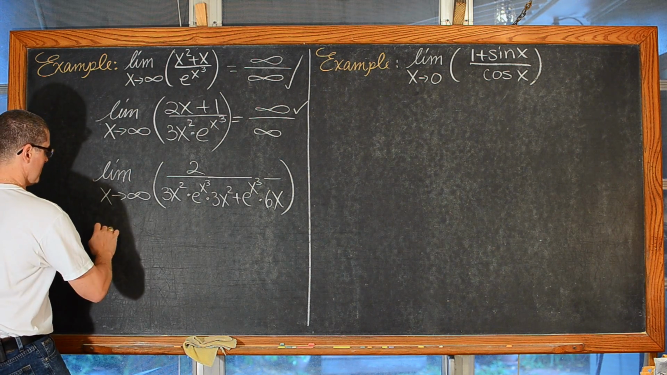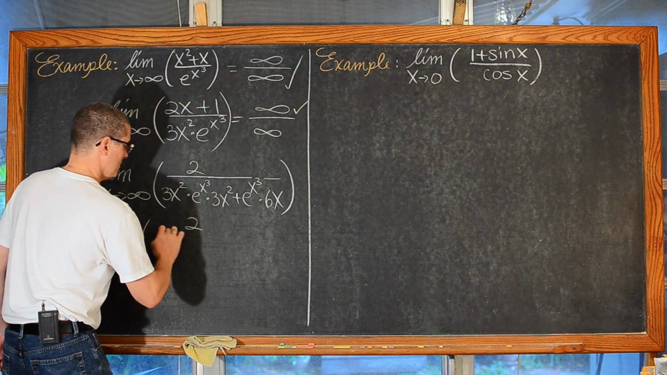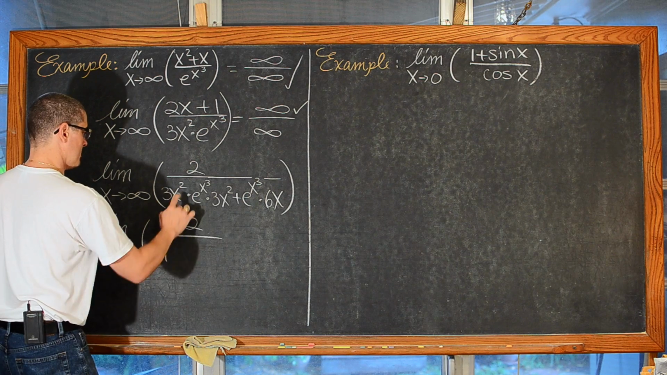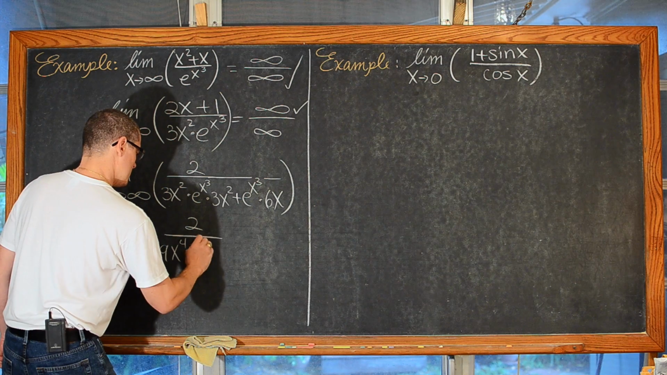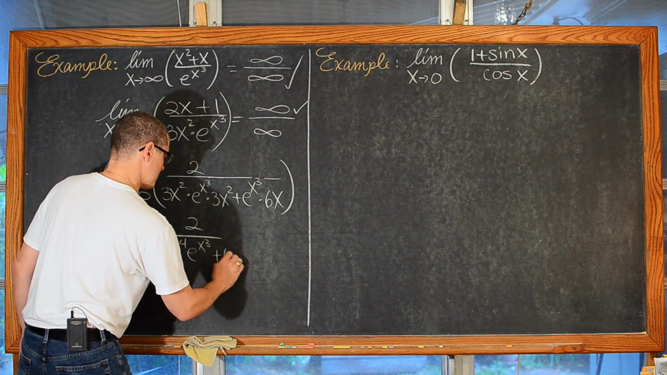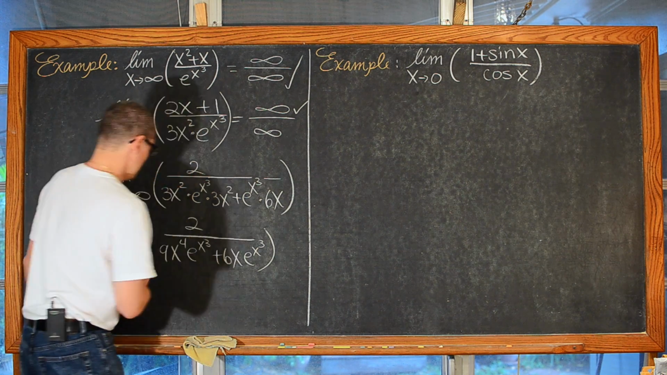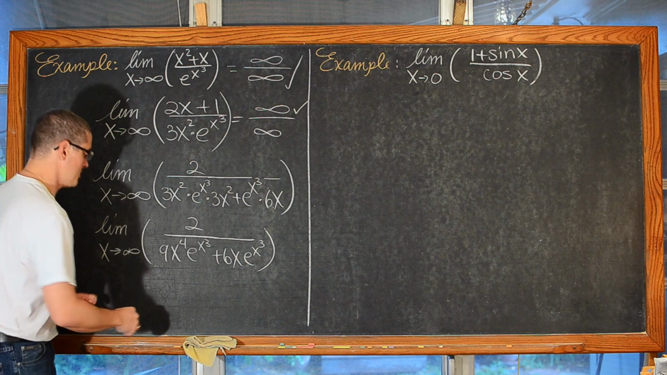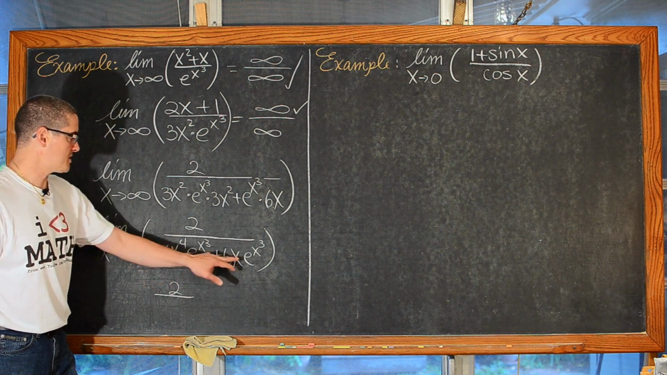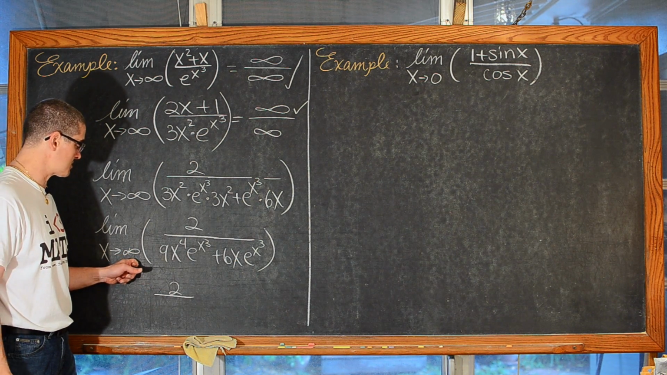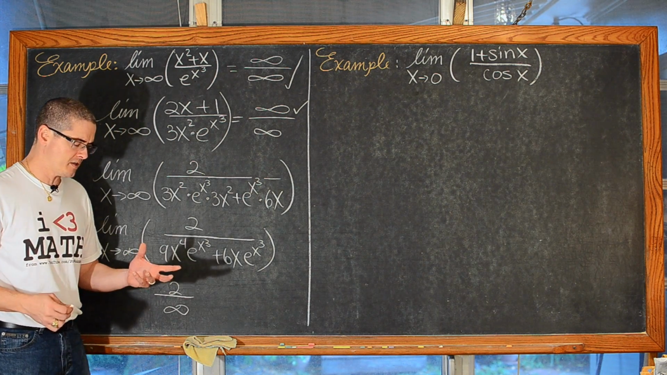Cleaning that up, we have the limit, maybe not that we really need to, but the limit as x approaches infinity of 2 over 3 times 3 is 9, x squared times x squared is x to the 4th, e to the x cubed plus 6x e to the x cubed. And as you let x approach infinity here, both of these terms have an x in them, right? And that x approaches infinity. So that's going to be some type of infinity plus another type of infinity. So we have 2 over infinity.